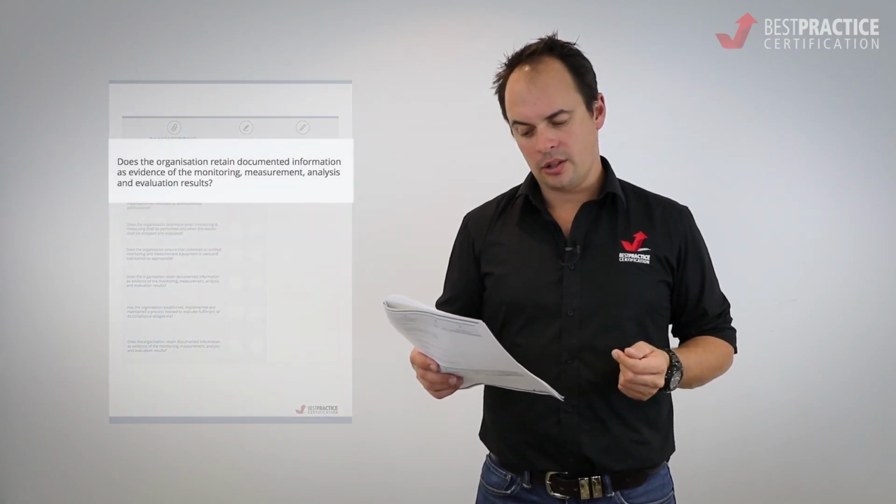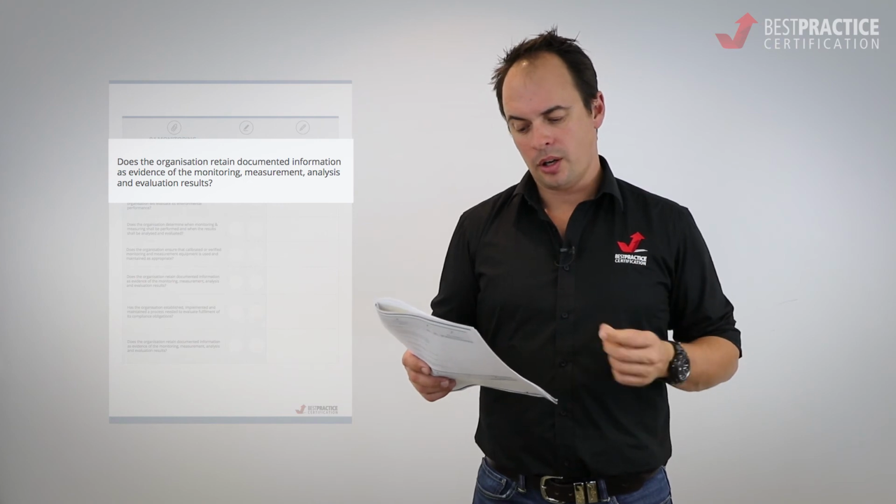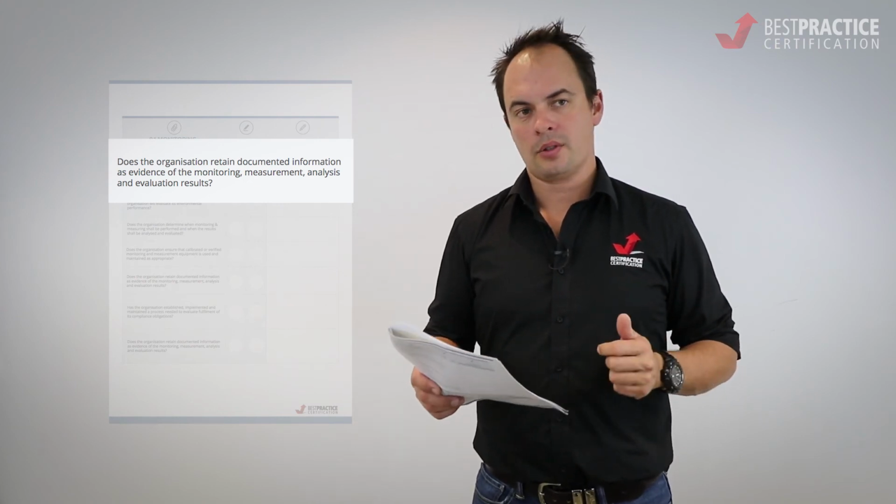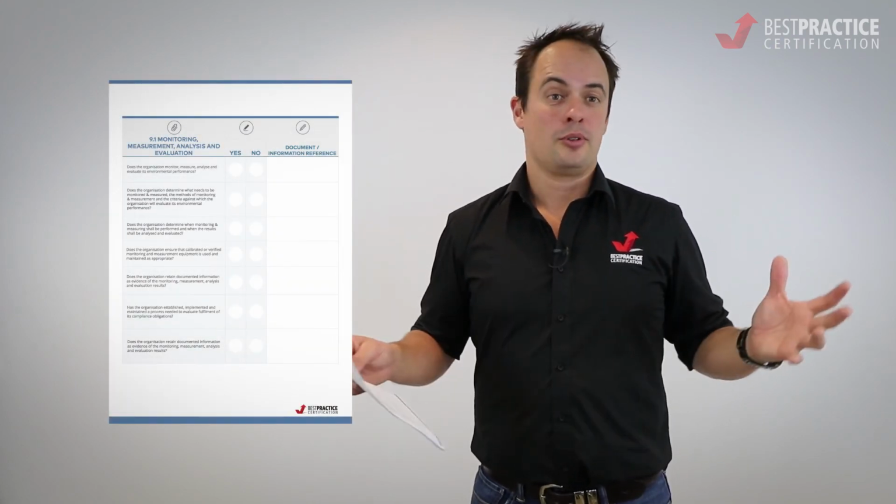Does the organisation retain documented information as evidence of monitoring, measurement, analysis and evaluation of results? Here at Best Practice, we produce graphs and that's our documented evidence. So I'd suggest to you, can you present your environmental performance on graphs? And here at Best Practice, we have 30 statistics that track all the performance across our whole organisation: quality, safety, environment, financial, and we track that stuff weekly. So what can you do to track your performance?